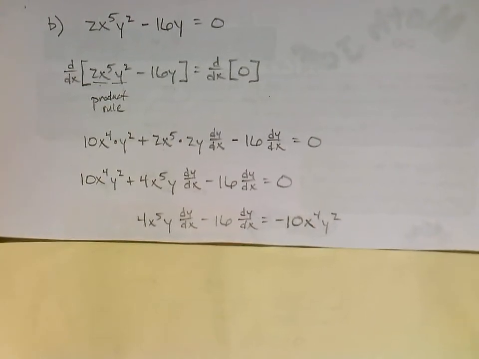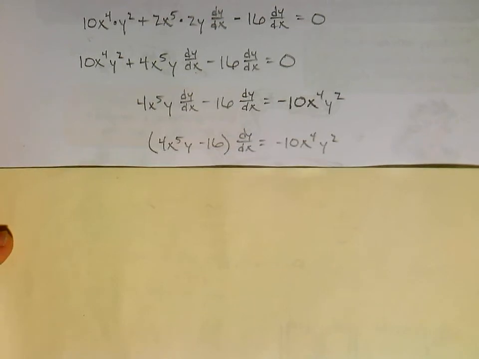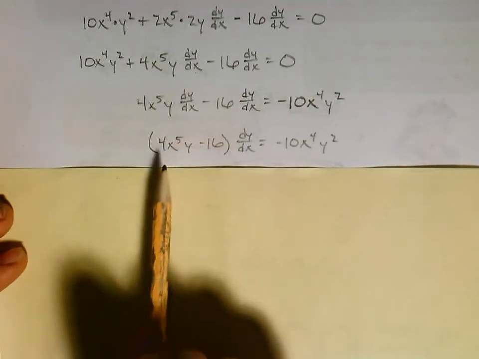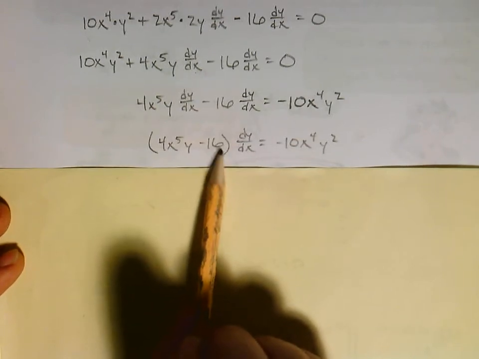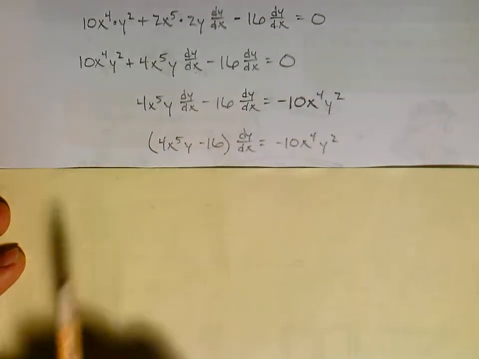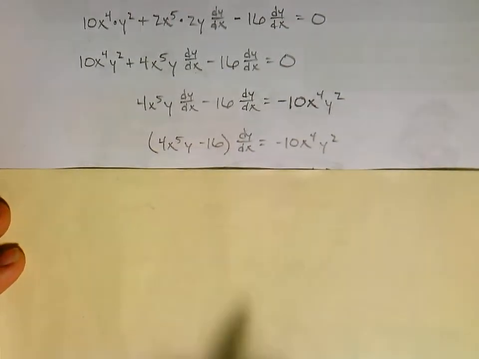This would be a lot more fun if we were all in class together and I could put it out there. What should we do, you guys? But I'm just going to tell you, we're going to factor out the dy over dx. So that leaves you with 4x to the 5th y minus 16, all that quantity times dy over dx, and that equals negative 10 x to the 4th y squared.